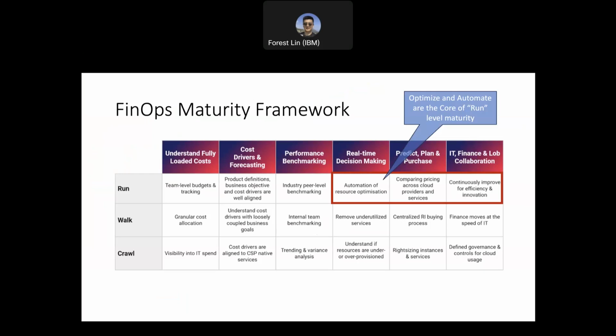However, if we want to push to the run level, it is the automation, AI enablement, and the big data analytics. And the progress could be iterative and it could last for years. So, different development lifecycles.